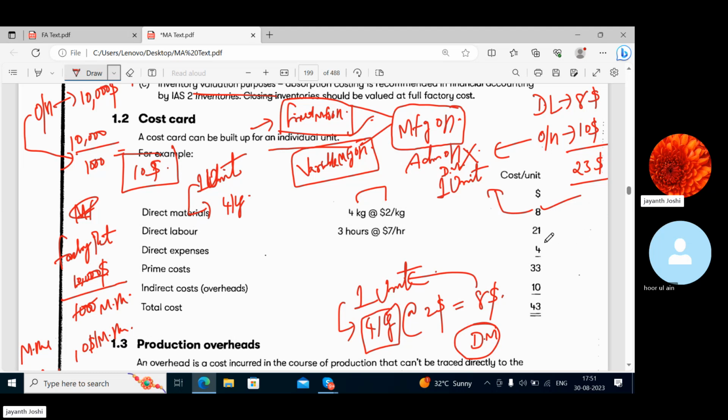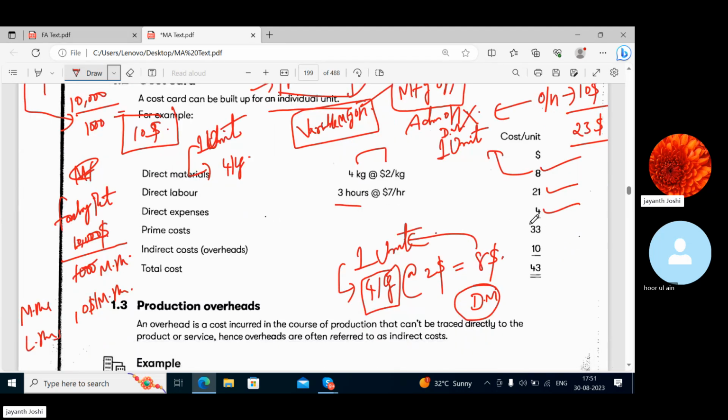Labor, for making 1 unit of a product, the labor cost I'm incurring is $21. How did I get that? 3 hours the labor will be working, and $7 per hour is what we have fixed as the wage of the labor. So 1 hour is $7, 3 hours it will be $21. Then direct expenses, they did not mention or give the details, and then you get prime cost. You should understand direct material, direct labor, and direct expenses. These are the ones which are incurred for directly making the product. So this is the prime cost. Why prime cost? Because this is the main cost which you're incurring for making the product.